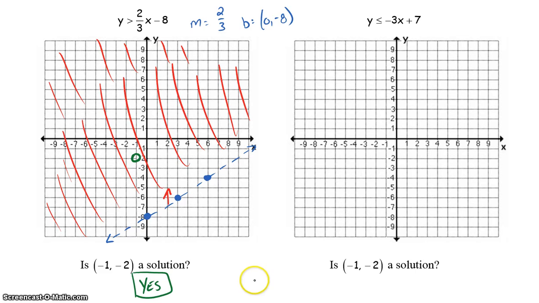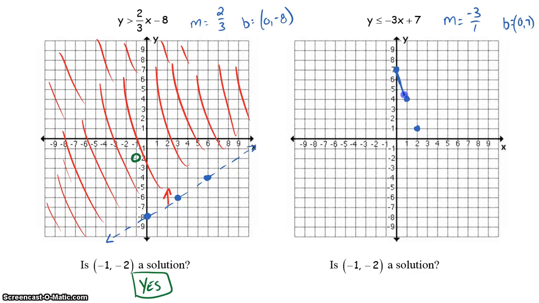Go ahead and press pause to try the second problem here on your own. So I've gotten us started. My slope is -3 or -3/1. The y-intercept is at (0, 7). In this case, I'm going to have a solid line because I have a less than or equal to. Dashed line here because it was just greater than.